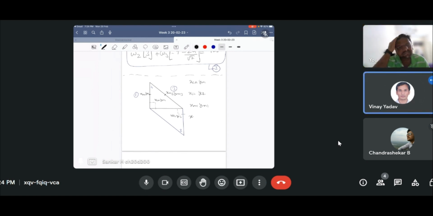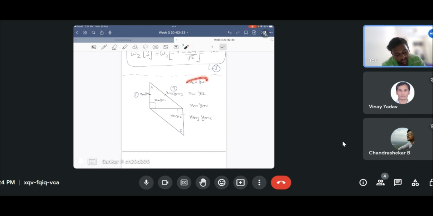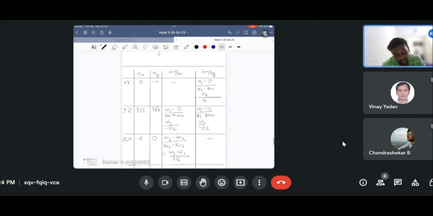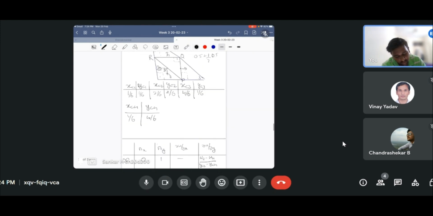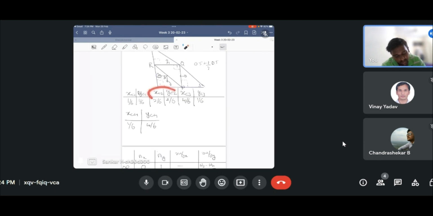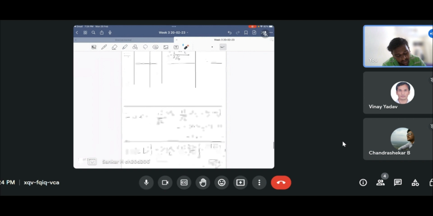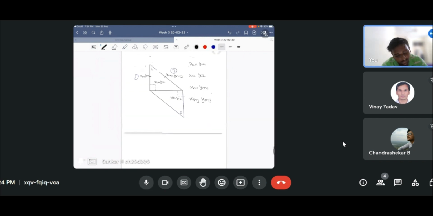For the entire course, you won't be required to do any coding. And we need xm3 ym3. We already know what is xc4 and xc2 and yc4 yc2. Since this is a new edge, xm1 ym1 xm3 ym3 need to be found out. I'll just write down the values. xc2 yc2 is 2 by 6, 2 by 6, xc4 yc4 is 1 by 6, 4 by 6. So this should be 1 by 6 comma 4 by 6. This should be 2 by 6 comma 2 by 6.